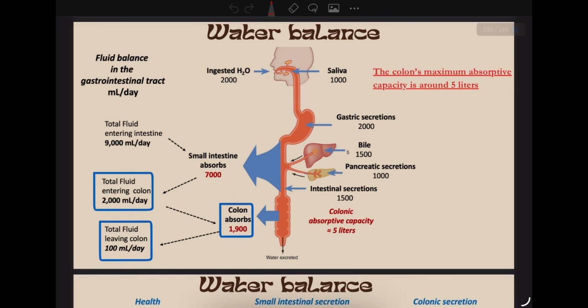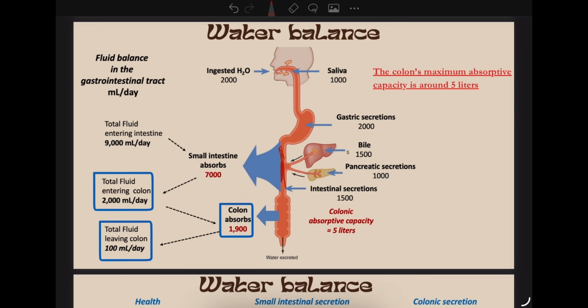Okay. Now for the water balance, I just want you to know something. We have 9,000 milliliters of fluid entering the intestines. The small intestines, I mean. The small intestine absorbs 7,000. What's left for the colon? 2,000. The colon absorbs 1,900 and leaves 100 to be excreted out of the body.